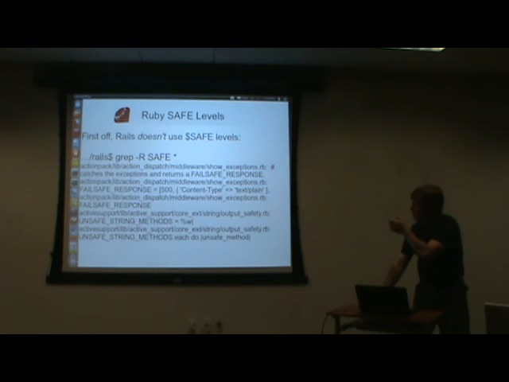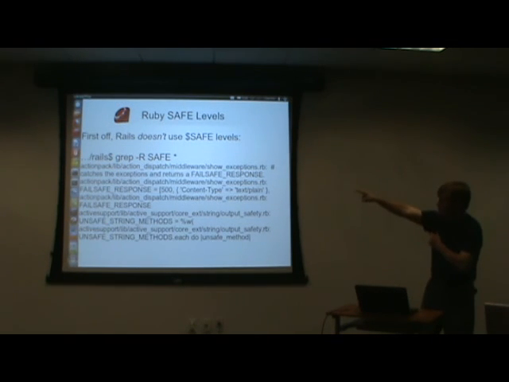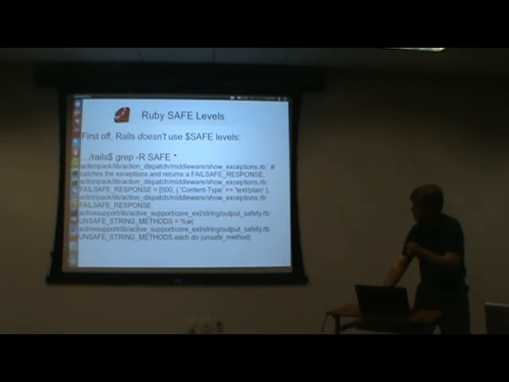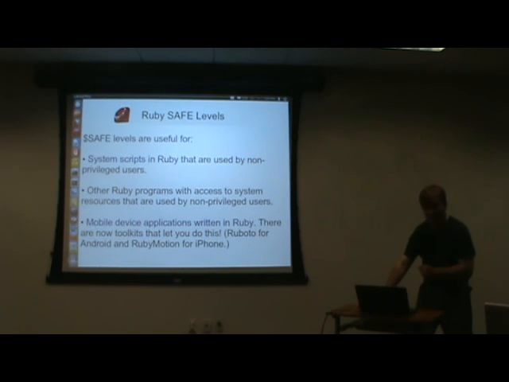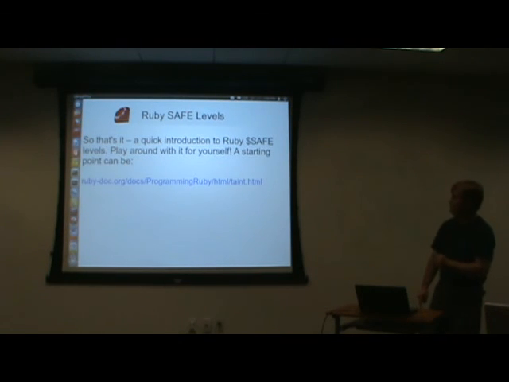What can you do with a safe level? First off, Rails doesn't use safe levels, so if you do a grep on safe, you'll see it doesn't use it at all. Maybe for performance reasons they're not using it. What can you use them for? System scripts, if you're doing sysadmin scripts on your system and you don't want non-privileged users to do privileged things on your system, use the safe level. Any types of programs that get user input from like a GUI, another good use for safe levels. These days you can actually do mobile applications in Ruby using Ruboto for Android and Ruby Motion for iPhone. Security is definitely important when you're in the mobile space. So safe levels are a good utility to use for that.